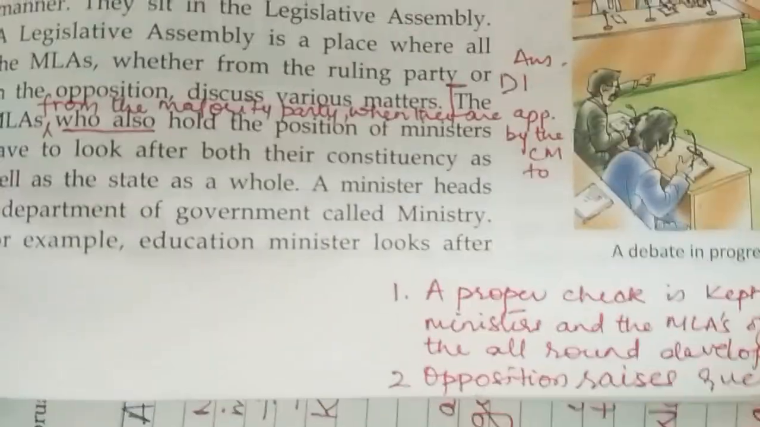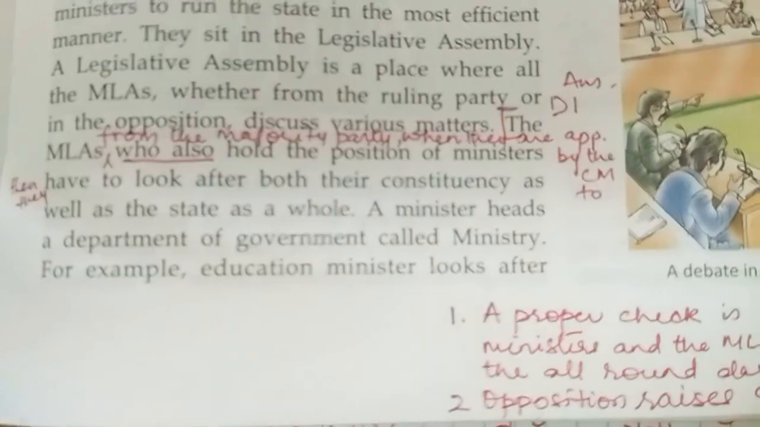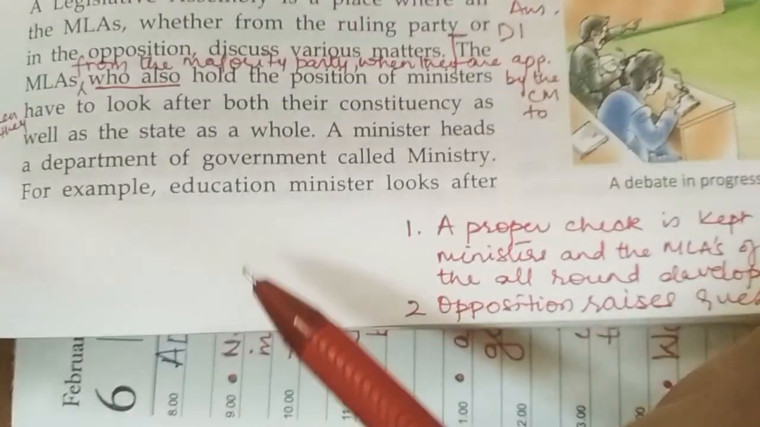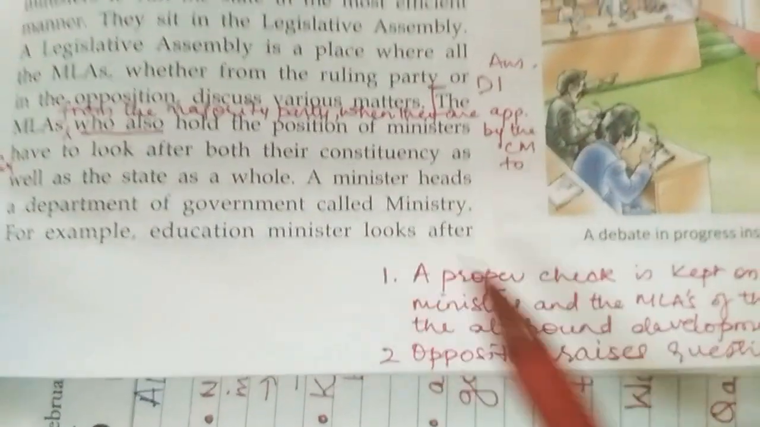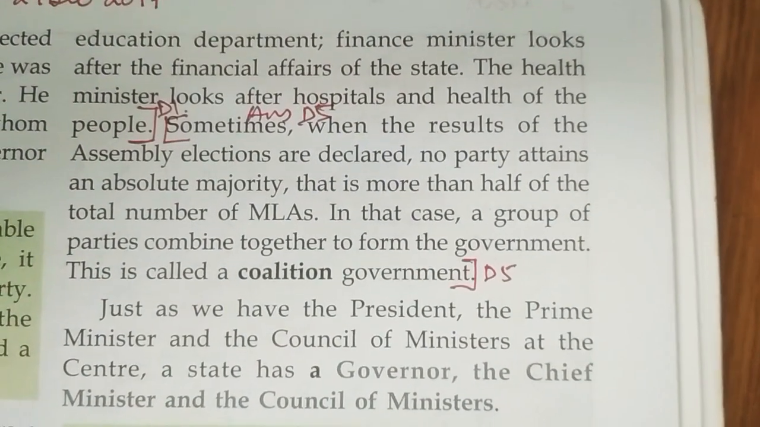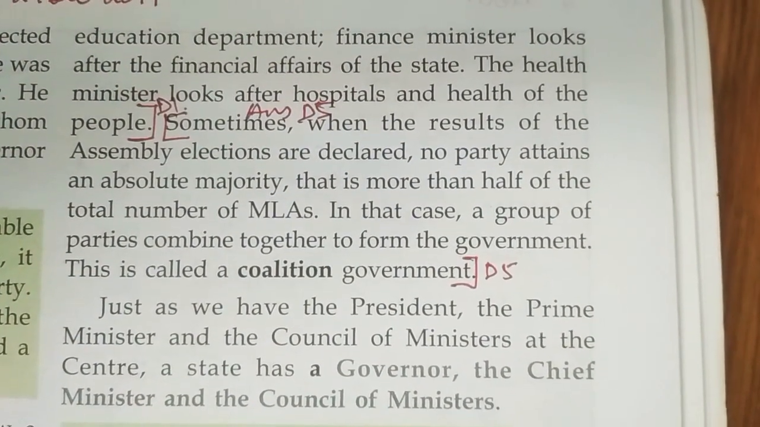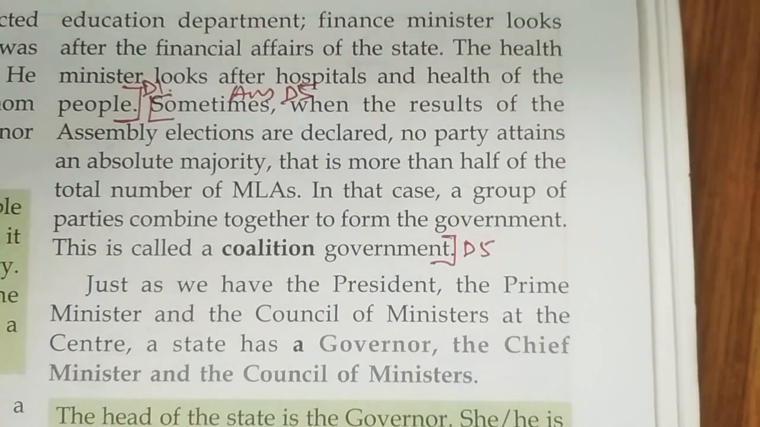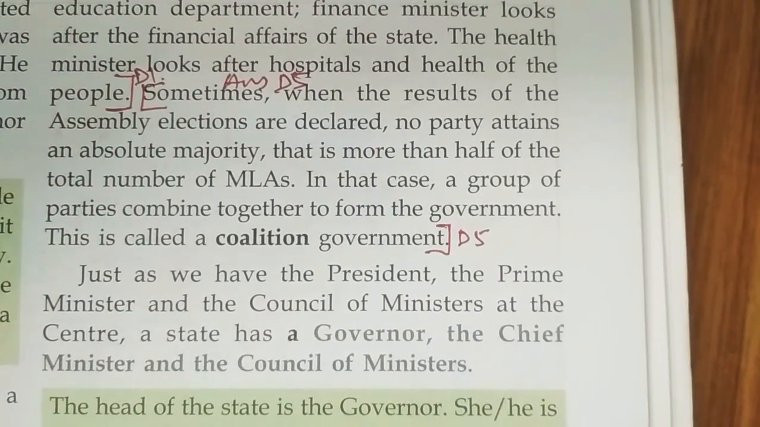They take up various departments under which they work and look after. For example, here they are telling you about how the education minister looks after the education department. Then the finance minister looks after the financial affairs of the state. The health minister looks after the hospitals and health of the people.